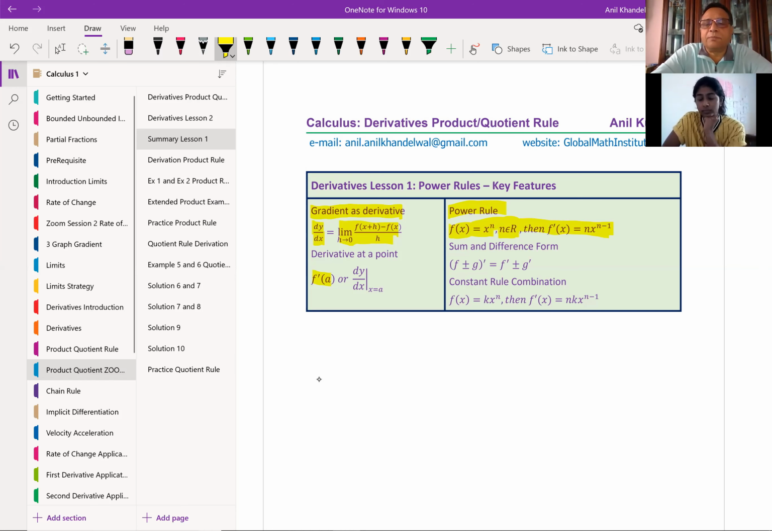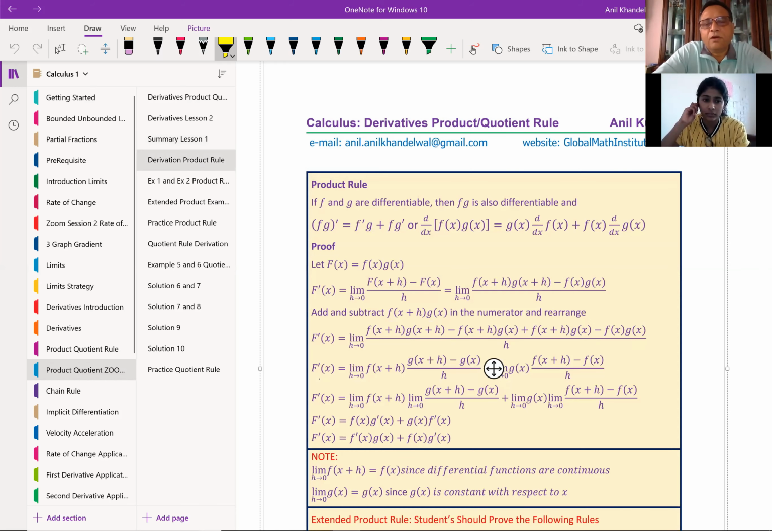Now we also understood the sum and the difference rule. If we have two functions, f and g, then the derivative of their sum is the same as the sum of their derivatives, and the derivative of their difference is the same as the difference of their derivatives. And we also saw that if you multiply a function by a constant, then the derivative also gets multiplied by the constant. Perfect. So these are our learnings from lesson number one, and we'll move forward with lesson number two now, where the first thing is to derive the formula for the product rule.